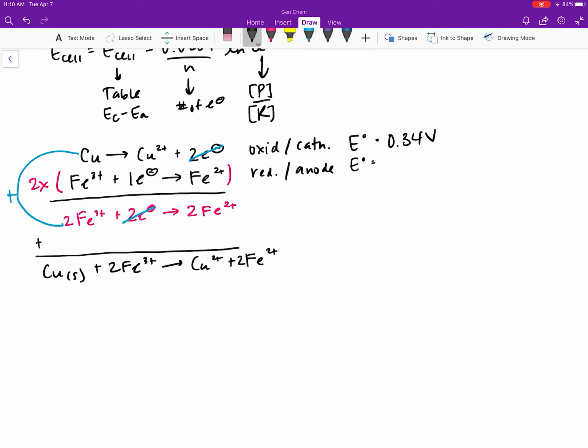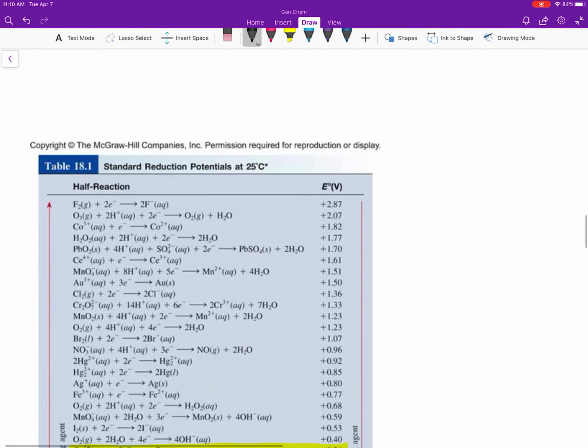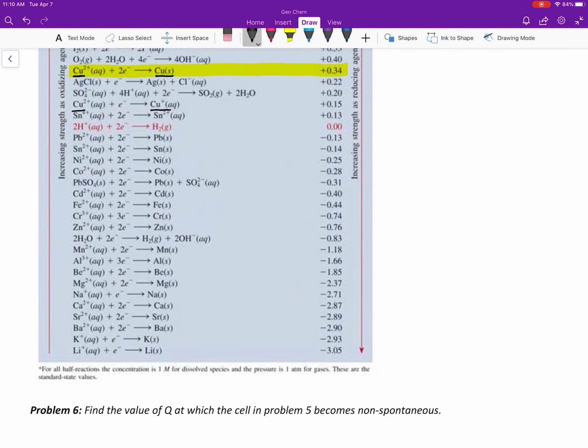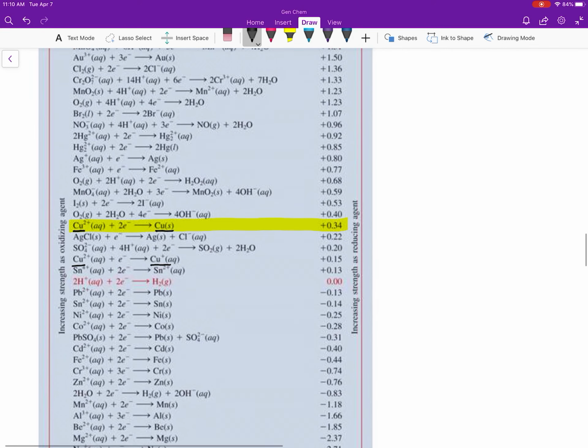So my value for copper 2 plus to copper solid is 0.34. That's a positive value. And iron 3, I'm going to expect that's probably going to be negative. Iron 3 to iron 2. Oop, I was wrong. It's actually more positive. Iron 3 to iron 2 by the gain of 1 electron is 0.77.